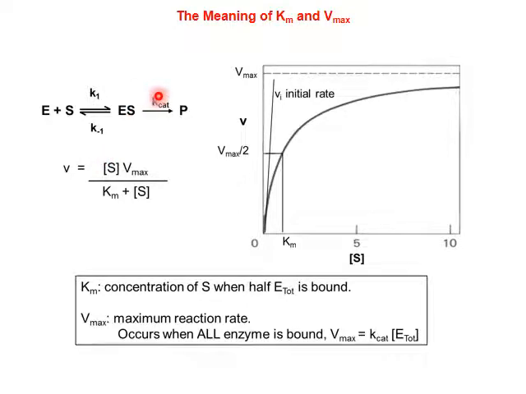So let's look at another plot and think about it again. So you have E plus S forms the ES complex. K sub 1 is the forward rate constant. K sub minus 1 is the reverse rate constant of this dissociation of E and S. And then the catalytic step k cat to form product, the turnover number. If we were to write our Michaelis-Menten expression out, we have that here.